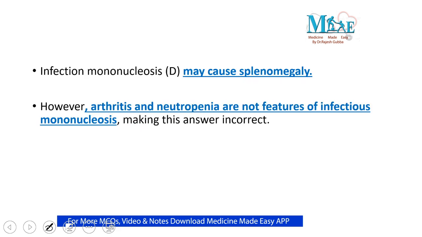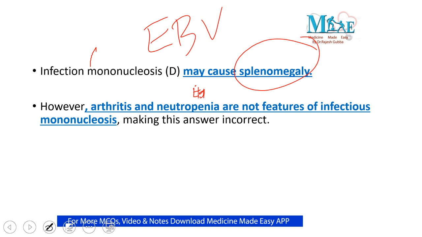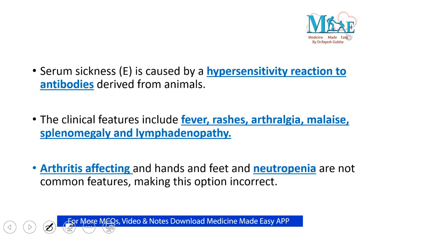Then you take infectious mononucleosis. Infectious mononucleosis is also called kissing disease. And this infectious mononucleosis is caused by a virus, that is Epstein-Barr virus, that is EBV. Now in case of this infectious mononucleosis, you will have the presence of splenomegaly, but arthritis and neutropenia are not the features of infectious mononucleosis. So that is the reason why infectious mononucleosis is also ruled out.